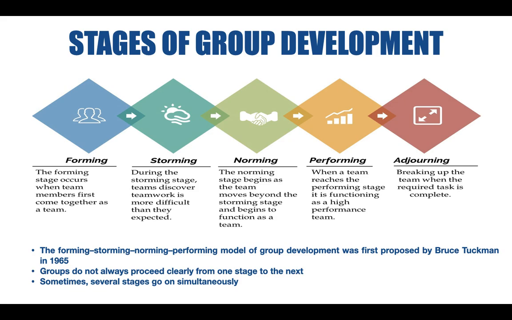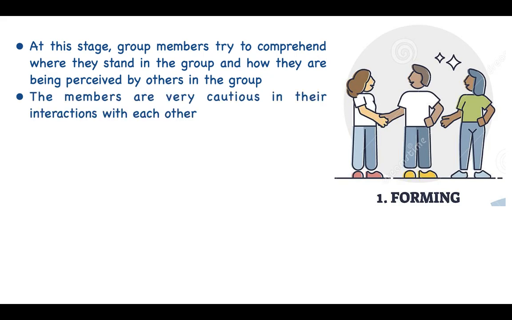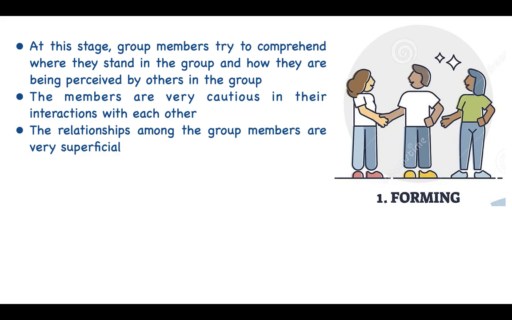So let's understand what these five stages of group development are. The first stage is the forming stage. Here, when people come together, they form a group. They try to understand where they stand in the group and how people are perceiving them. It's a very nascent stage, the very beginning, and people are very cautious about how they interact with each other and how people will perceive them. They are very cautious in their communication and in their interactions.